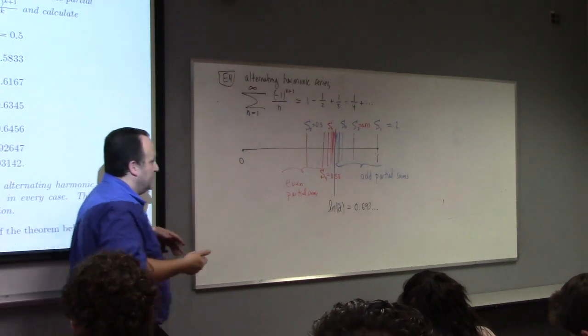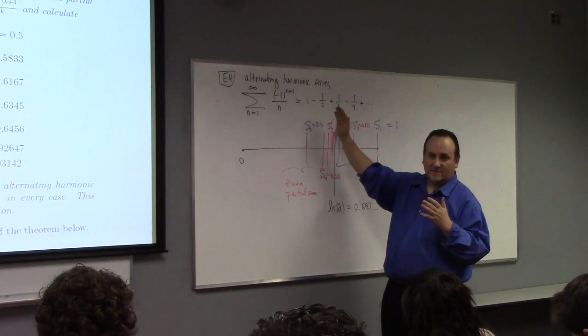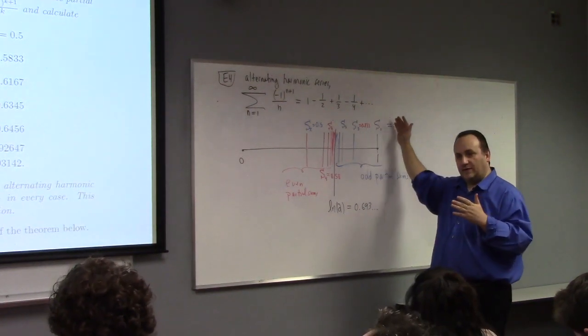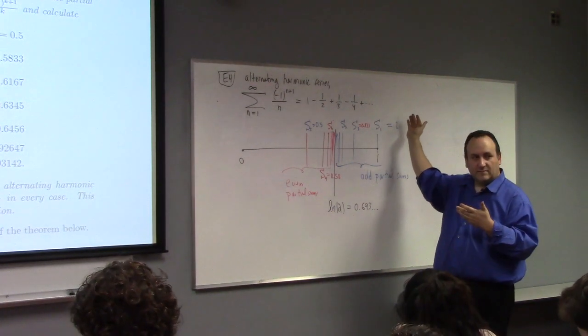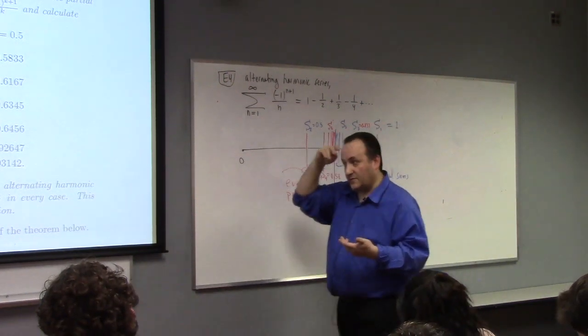See, the difference with this, such a big difference, when you just make all these pluses, what happens is you just keep going out and out, like the natural log of n, right? The harmonic series diverges. This one does not. It converges.